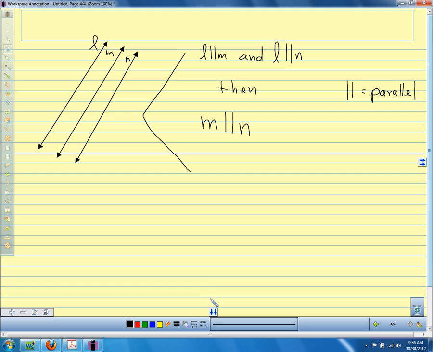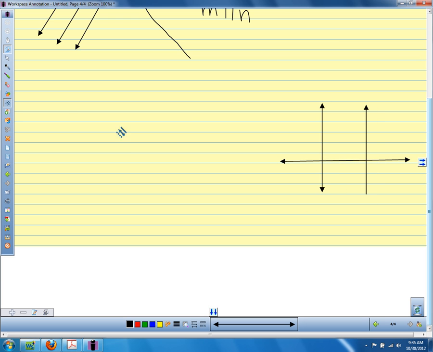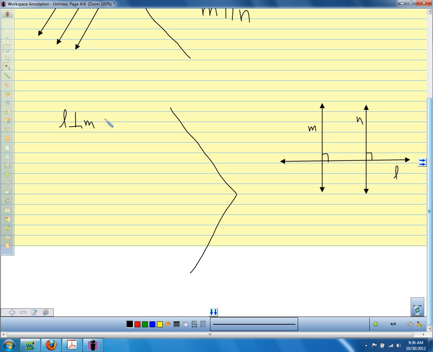And then in the box on the right, our picture looks like this. Our picture is okay again on this one. And this is line L, this is line M, and this is line N. And our picture looks like so. And we have a box with kind of an arrow. This should say L is perpendicular to M, and L is perpendicular to N.